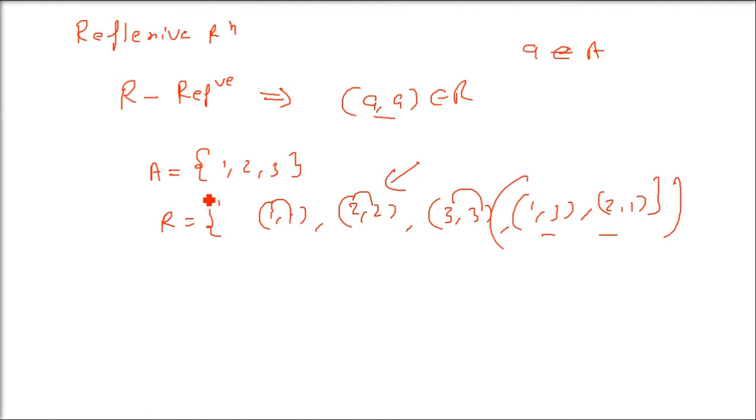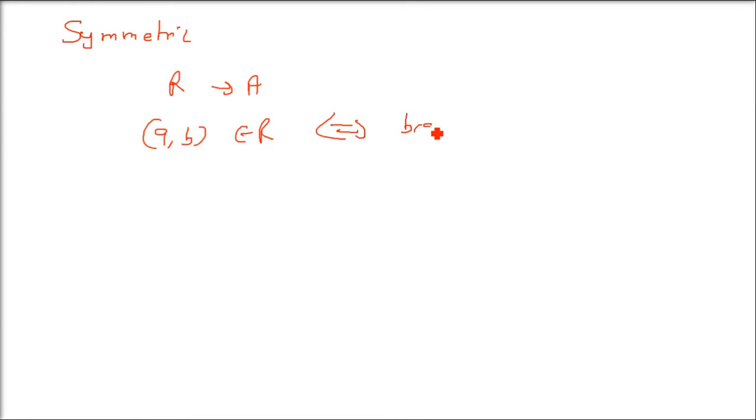And now coming to the second part, which is the symmetric relation. What is a symmetric relation? A relation R on a set A is said to be symmetric if and only if A comma B belongs to R implies B comma A also belongs to R. If A is related to B, then B has to be related to A. That is, A, B and B, A should both be there in the relation.